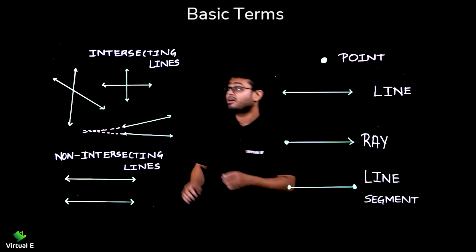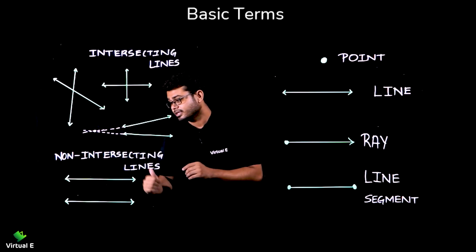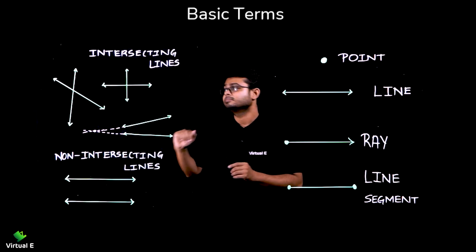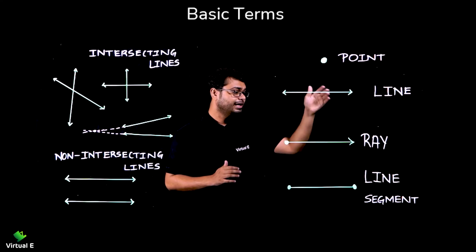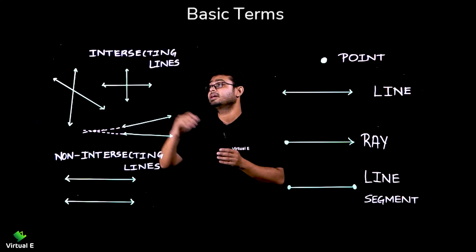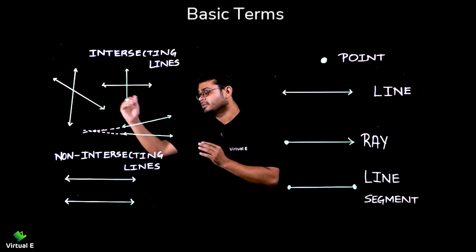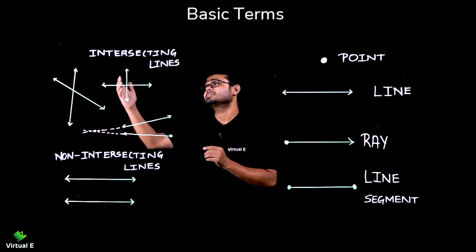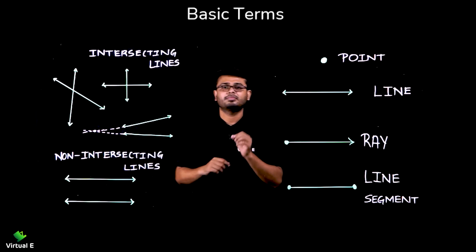So this is about the types of line. Either they intersect or they don't intersect, which means they are parallel. So what we discussed about the point, types of line: line, ray, line segment. Then when we combine two lines or more than two, we get cases: intersecting lines and non-intersecting lines. Now let's learn about the angles.